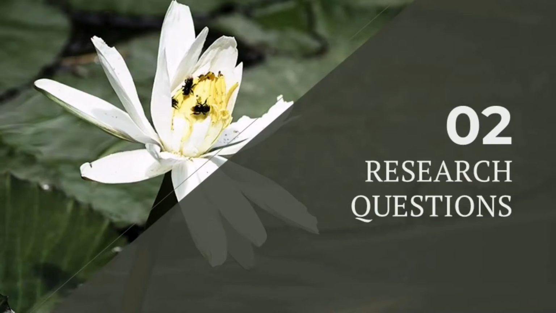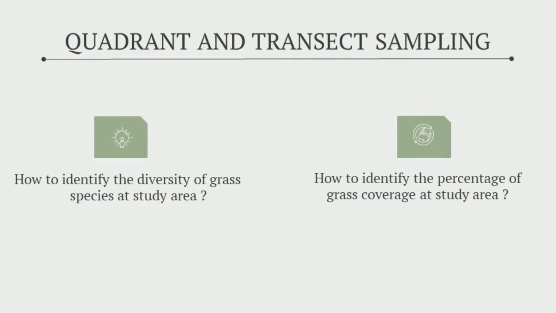Now, we will look at the research questions. There are two research questions. The first one is how to identify the diversity of grass species at the study area. The second research question is how to identify the percentage of grass coverage at the study area.